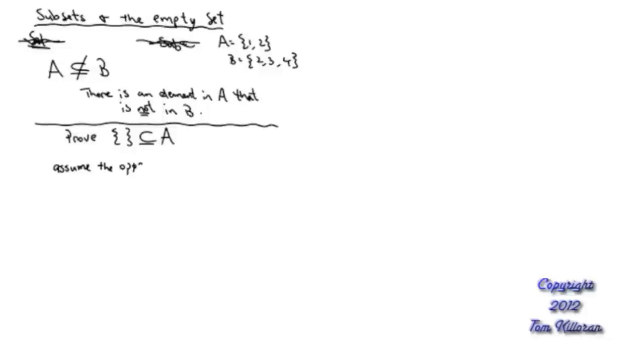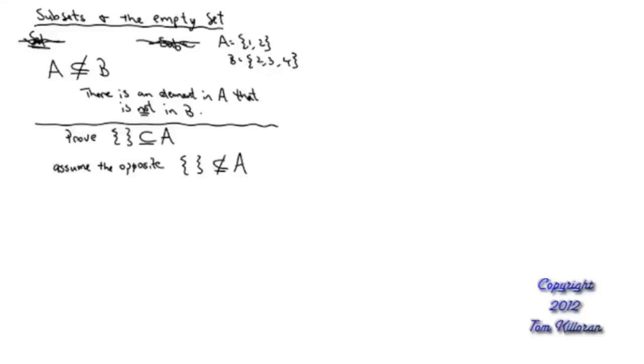OPP, opposite. You know, those mathematicians in spelling. Assume the opposite, that the empty set is not a subset of A. Now, the cool thing about doing this is called proof by contradiction. We're going to assume the opposite is true. We're going to come up with some kind of thing that is crazy, and therefore the beginning statement must be wrong. And the opposite of assuming that they're not subsets is that they actually are.